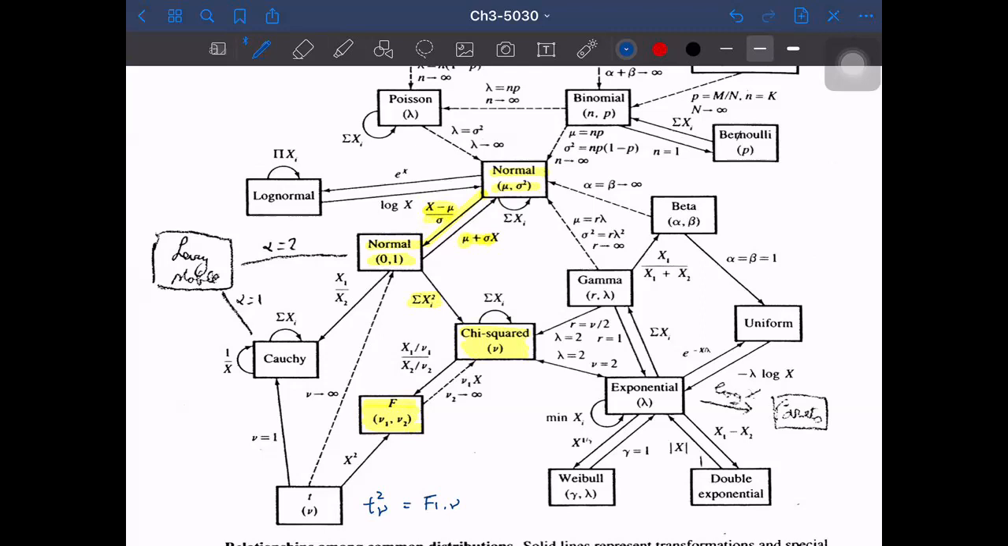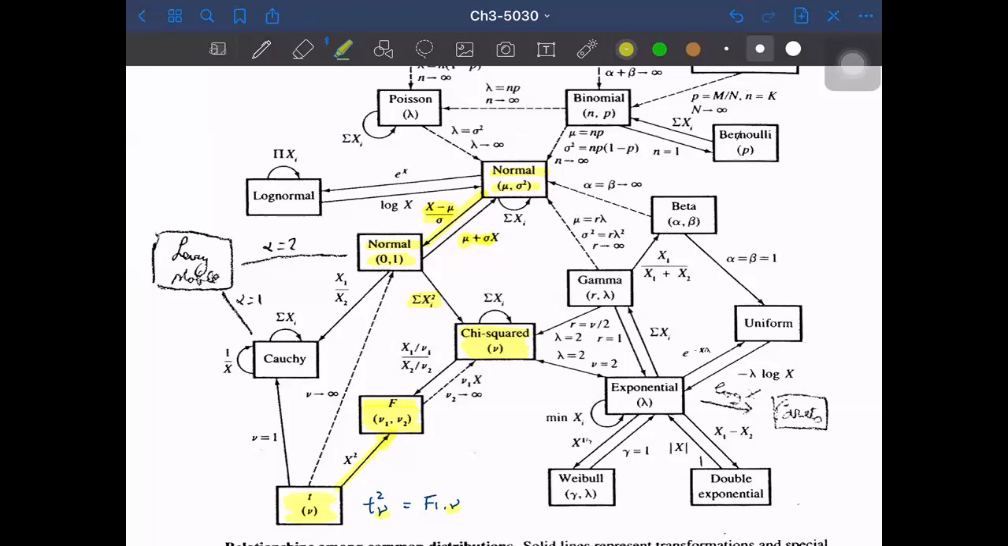You can just see the definition. T is the normal divided by the square root of chi-square over the degrees of freedom. So if you square it, then in the numerator we have only 1 squared standard normal, and in the denominator we have n. If we replace n by nu here, then T square is basically F distribution. So if we take the square, in some sense, T becomes F distribution.